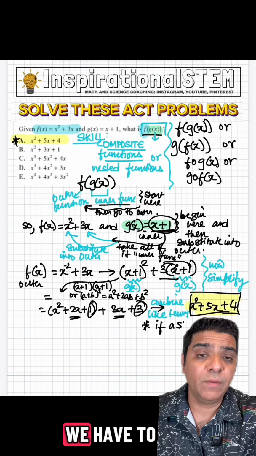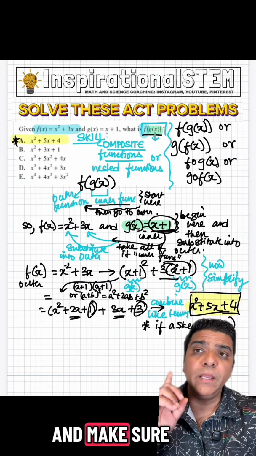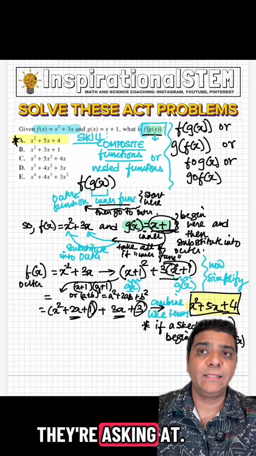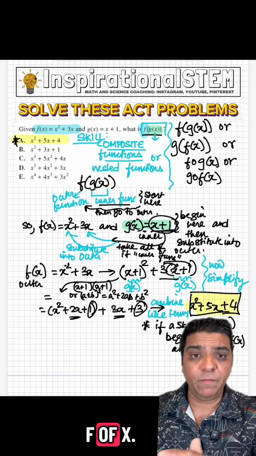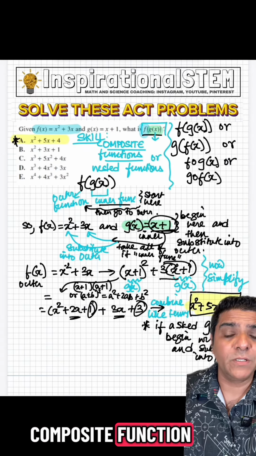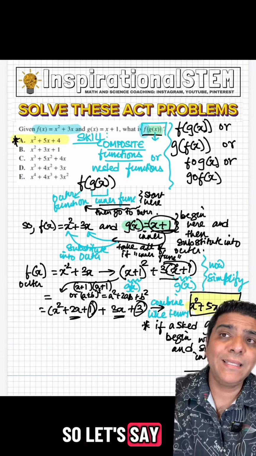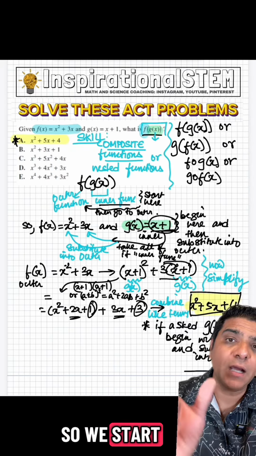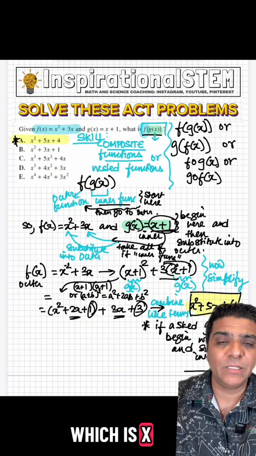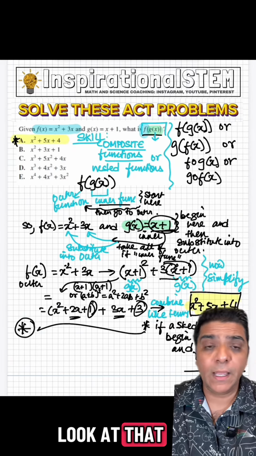Now, one thing is we have to be very careful and make sure we look at what sequence they're asking us, is it f of g of x or g of f of x. That makes a big difference for composite functions because it changes what we start with. So let's say if they had asked us g of f of x, we start with the inner function, which would be f of x, which is x squared plus 3x. Let's take a look at that right here.